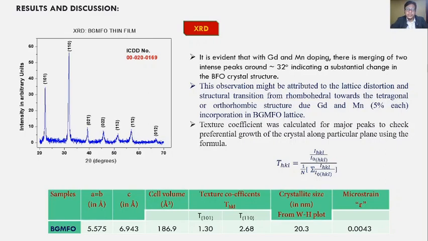I have also calculated texture coefficients of these two major peaks, and the texture coefficient of 110 is very much larger than that of 101, indicating its preferential orientation along the 110 plane. The crystallite size and microstrain calculated from the Williamson-Hall plot were found to be about 20 nanometers and about 0.0043.